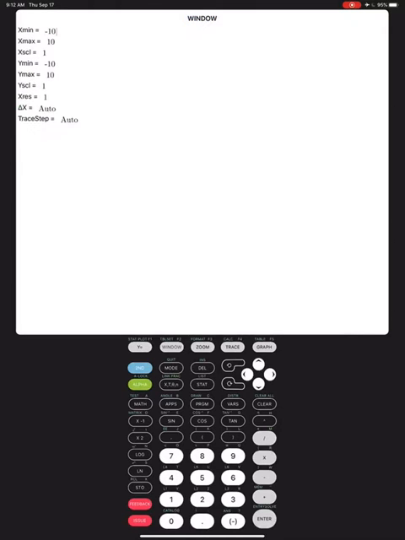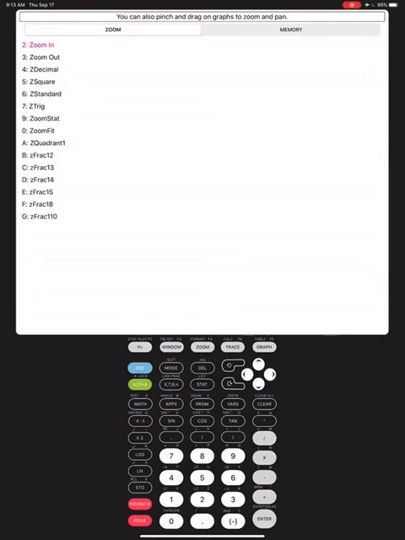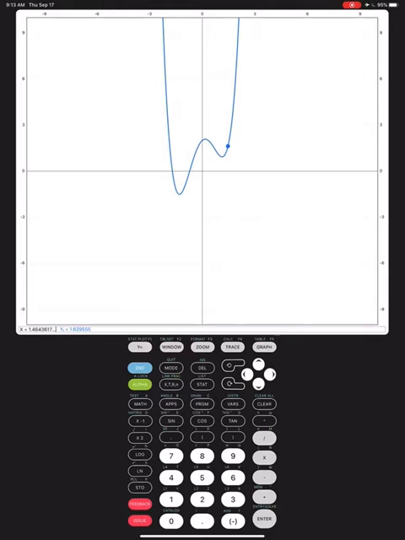Now, for your window, I like to use a standard window to begin with. Mine says negative 10 to 10. You hit the window button at the top: negative 10 to 10 on the x-axis, scale it out 1 unit, and y min, y max, same thing, negative 10 to 10. Now you can change those manually, or you can hit the zoom button and 6. It'll give you a standard window. So there's that graph that we just looked at in our problem. There it is in our TI.